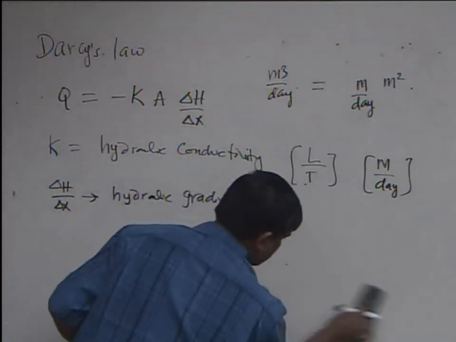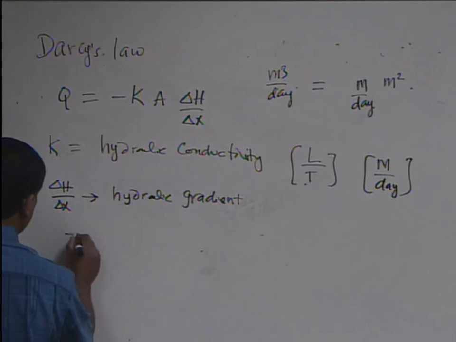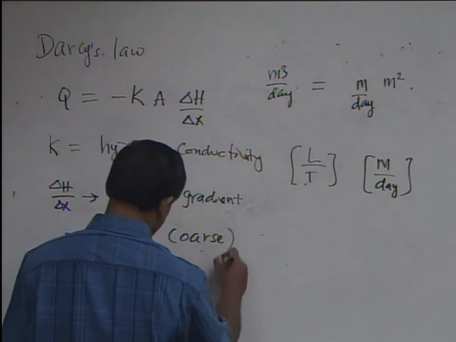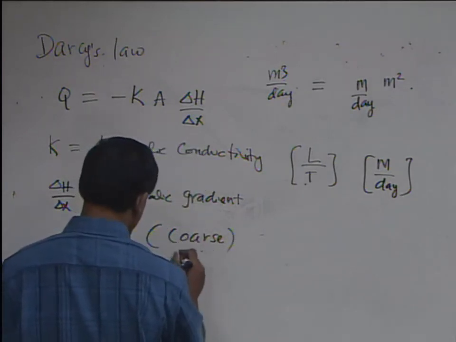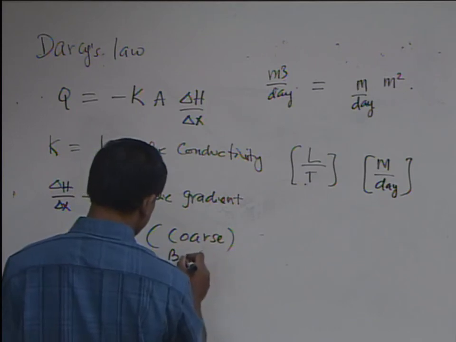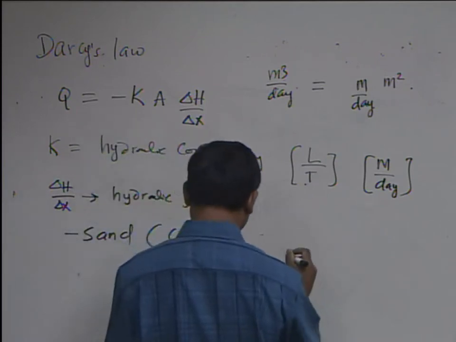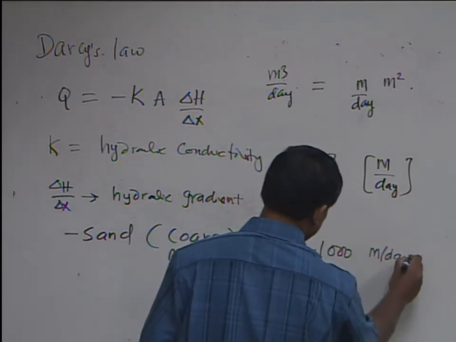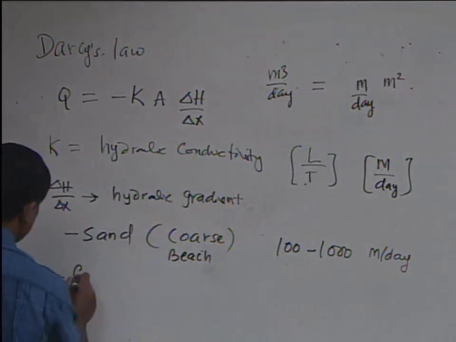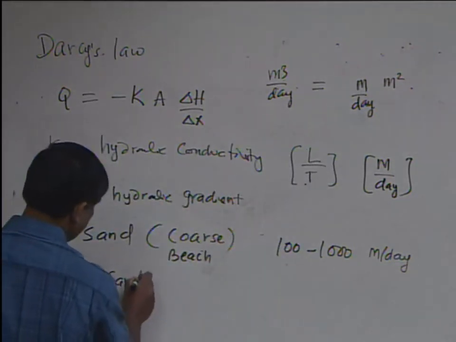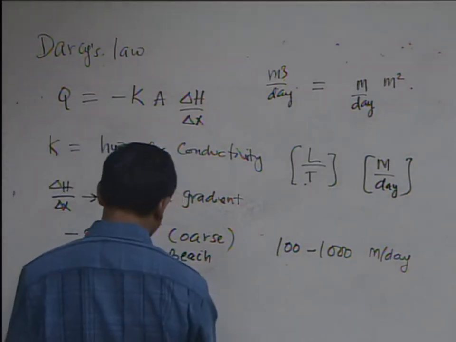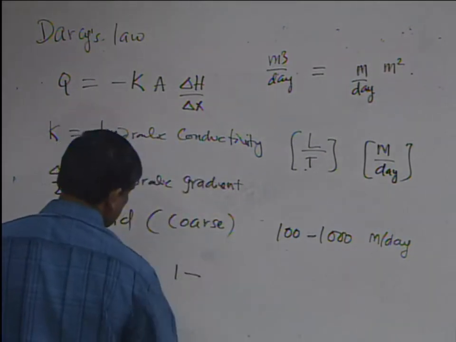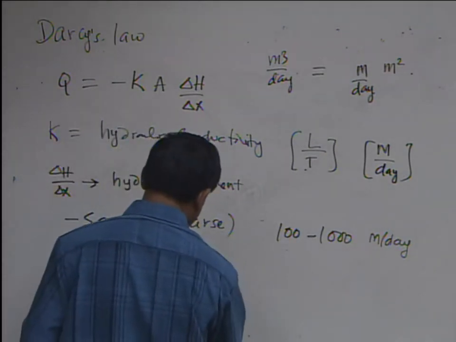K is a function of the property of the soil. For a typical coarse sand, it's 100 to 1,000 meter per day. Actually, this is not a beach sand. It's really coarse, like a construction sand. This is the beach sand.